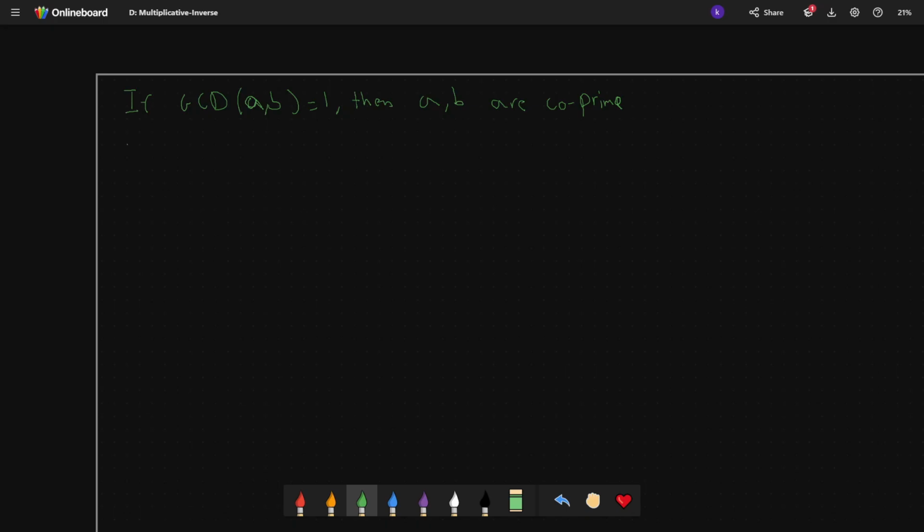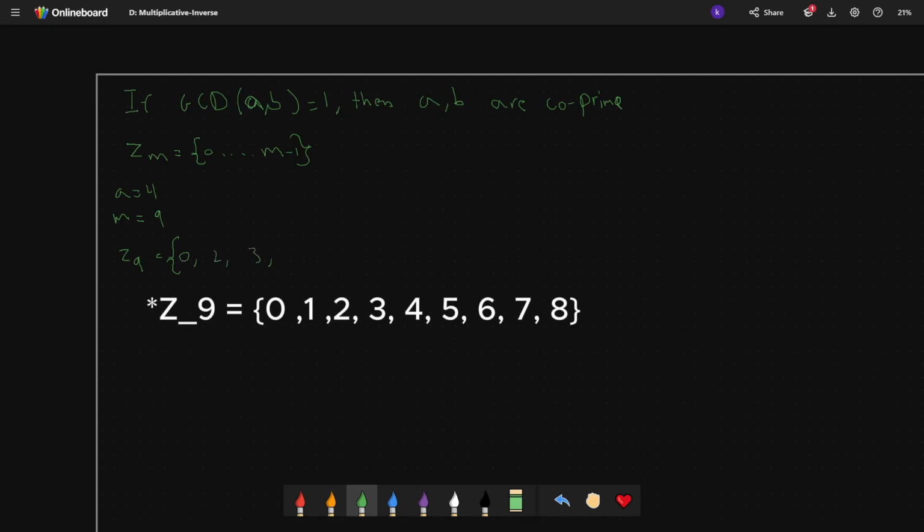First, I'd like to remind you that we, in the first video, defined the set of integers Cm to be the set of values from 0 to m minus 1. In this example here, we're going to use a equal to 4 and m equal to 9. Which means that the set of integers that we're operating with is C9, which is the numbers 0, 1, 2, 3, 4, 5, 6, 7, and 8.